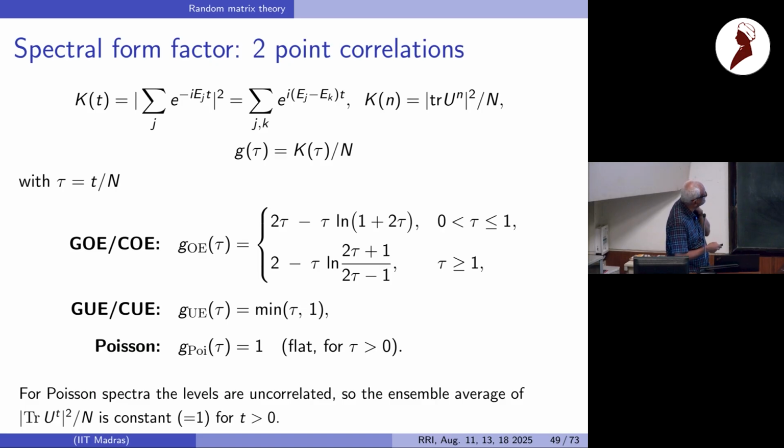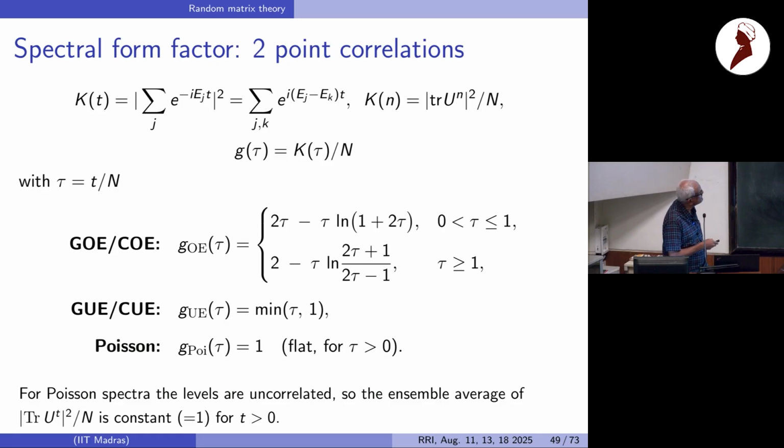The case of the unitary ensembles, where time reversal symmetry is broken, is very simple. It looks like just tau. So it's just a linear ramp, and then it's 1 after tau is 1, or t is capital N. And for Poisson, it's just 1. It's flat throughout for tau greater than 0. So you can see it will be quite different for integrable systems, time reversal symmetric systems, and time reversal breaking systems.